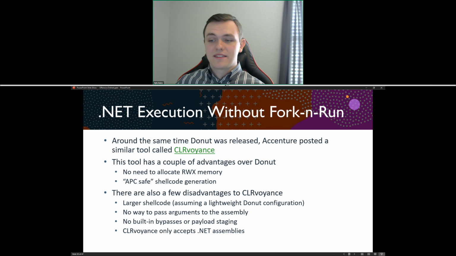There's also no way to pass arguments to your assembly in CLR Avoidance. One nice thing about Donut is you can use, I believe, the -p flag, and you can pass it arguments at shellcode generation time. CLR Avoidance doesn't have any of the built-in bypasses, such as AMSI bypass, or even payload staging that Donut does. And CLR Avoidance will only take .NET assemblies. You can't give it VBScript or JScript or unmanaged executables. So that's another interesting bit.